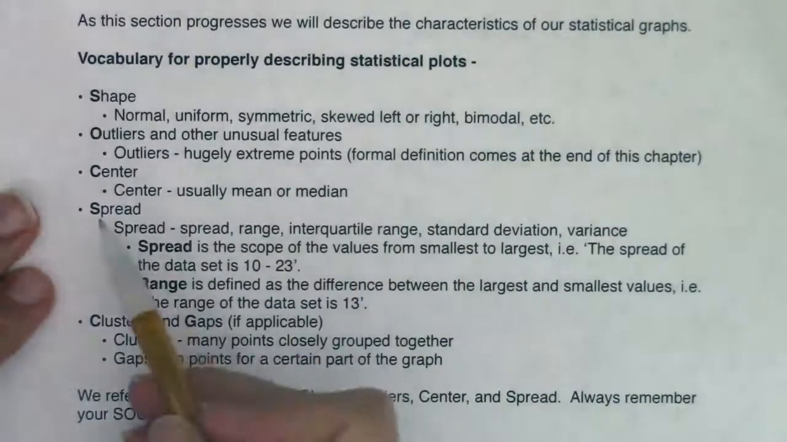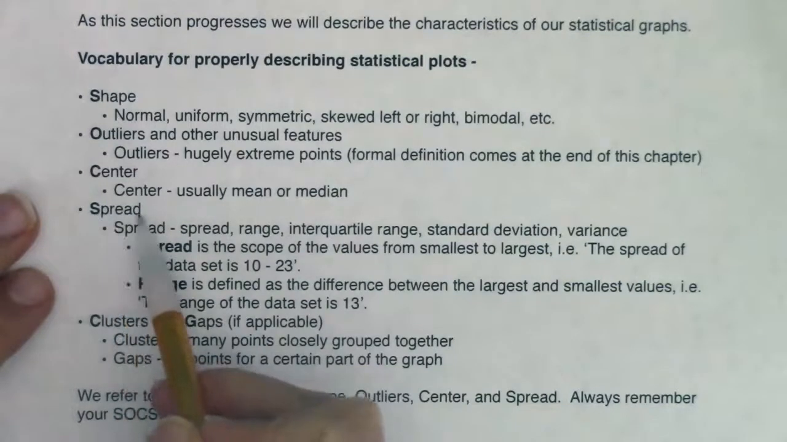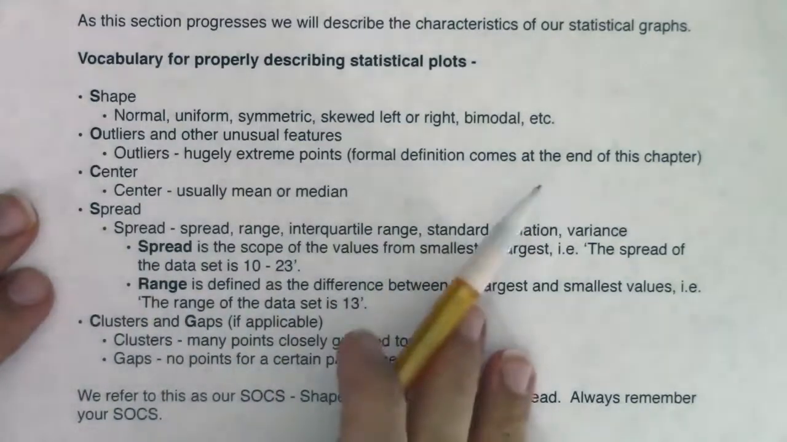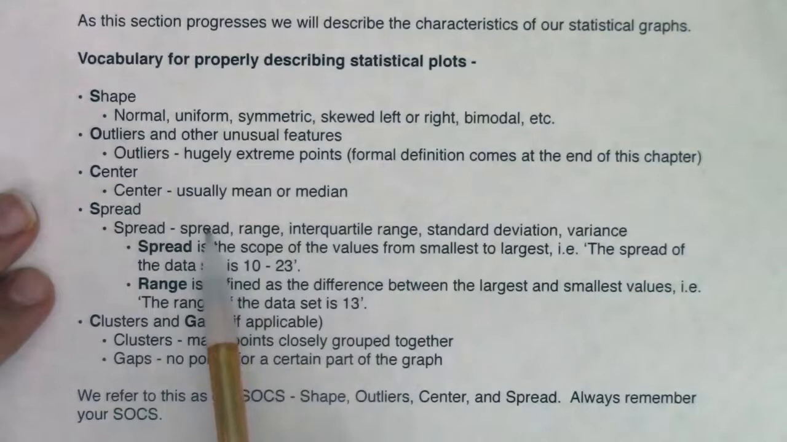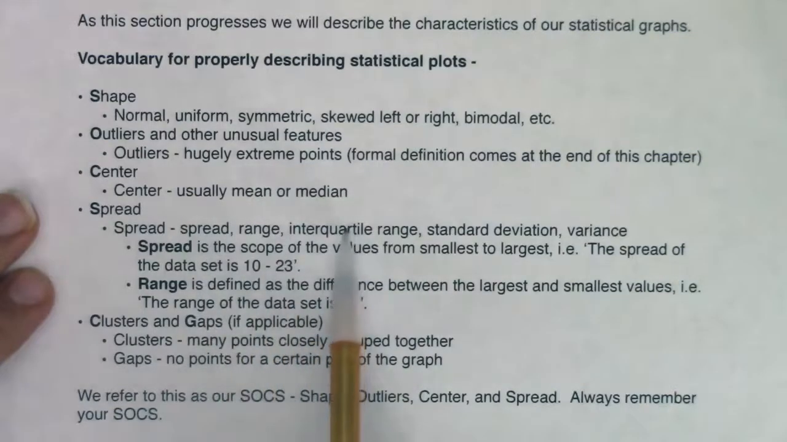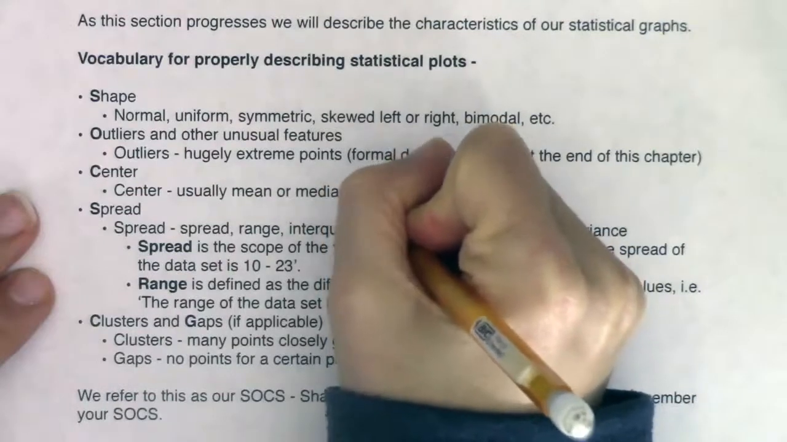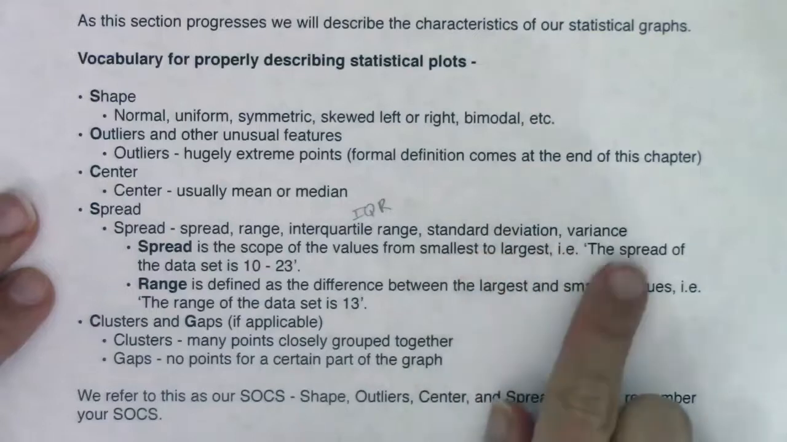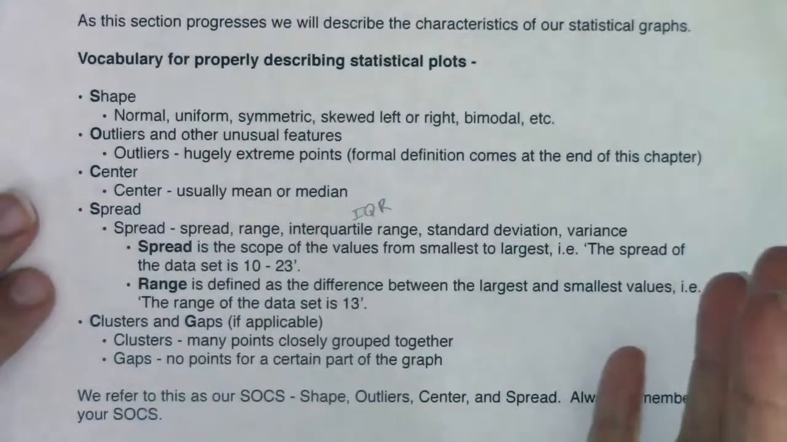The last S stands for spread, the measure of spread. There are five numbers you could quote. You don't have to quote all five, but you do have to give me a sentence about one. You could give me the spread, the range, the interquartile range, which you heard me earlier refer to as the IQR, the standard deviation, or the variance. Again, I really want to stress, you don't need all five. You need to pick one.